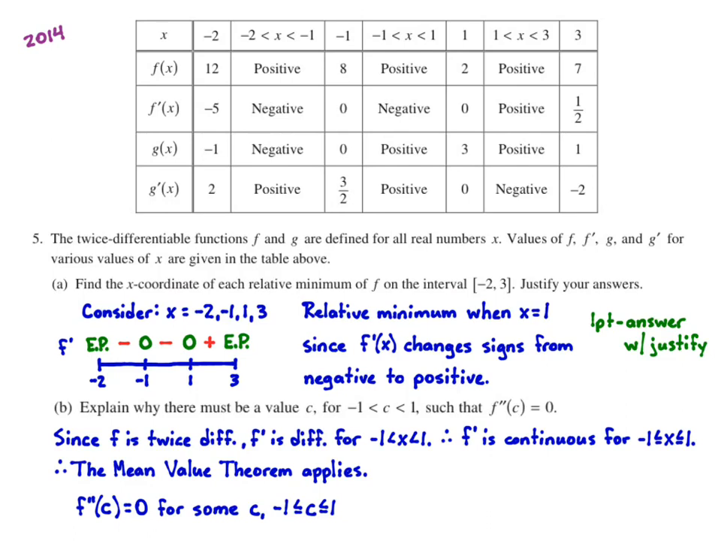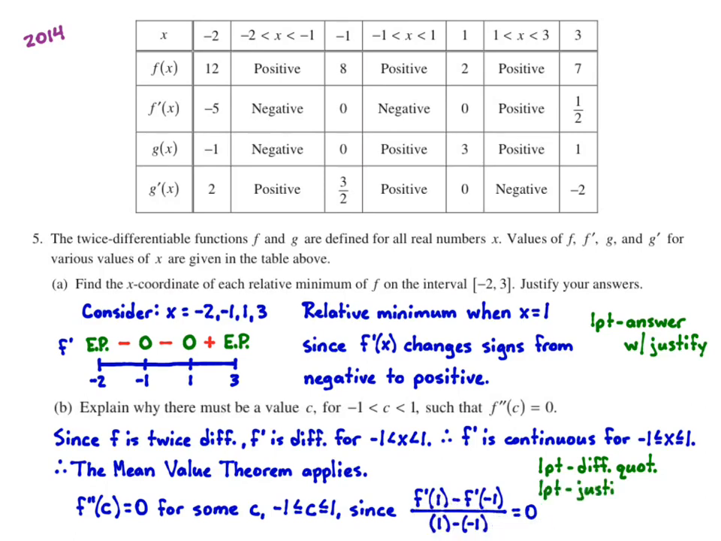So we could say that f double prime of c does equal 0 for some c value in the interval -1 to 1, since f prime of 1 minus f prime of -1 over 1 minus -1 is 0. And again, that's by the mean value theorem. And so as far as points go, you get 1 point for showing the difference quotient. That's meaning the slope. So 1 point for showing that the slope between -1 and 1 is 0.